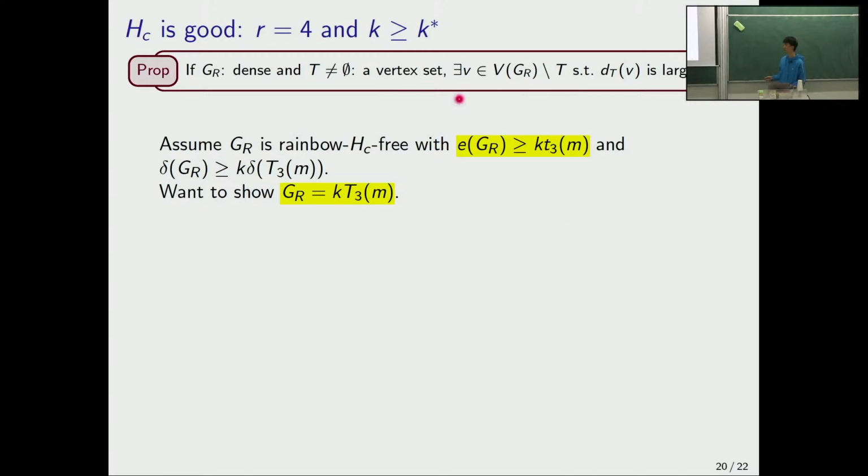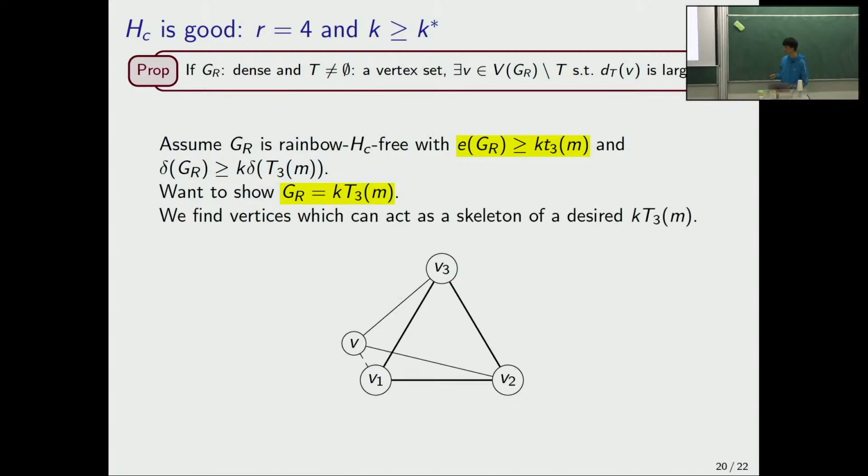So because of this assumption, we again can say that the minimum degree of GR is large enough. So what we find is those vertices. We want to find vertices V1, V2, V3, which can act as a skeleton of the desired K times T3. So one property is that the multiplicities of those edges are very large, so that if a vertex outside of them, say V, has large degree toward the set V1, V2, V3, but if every edge among V1, V2, V3 has multiplicity at least 1, then what happens is we can find the rainbow copy of HC in this multigraph of GR.